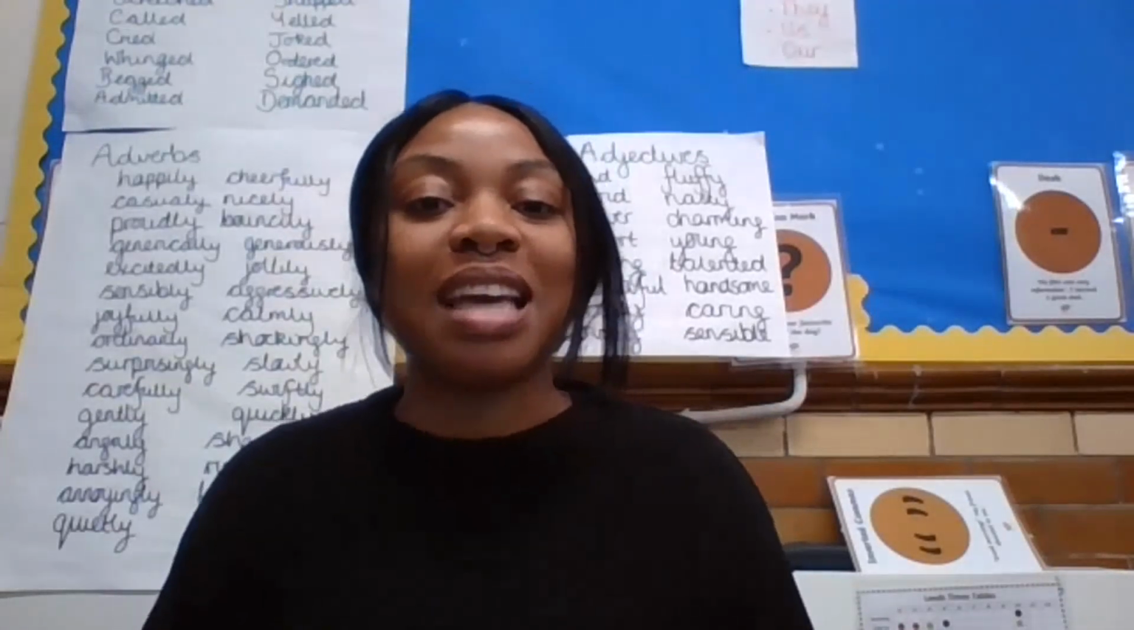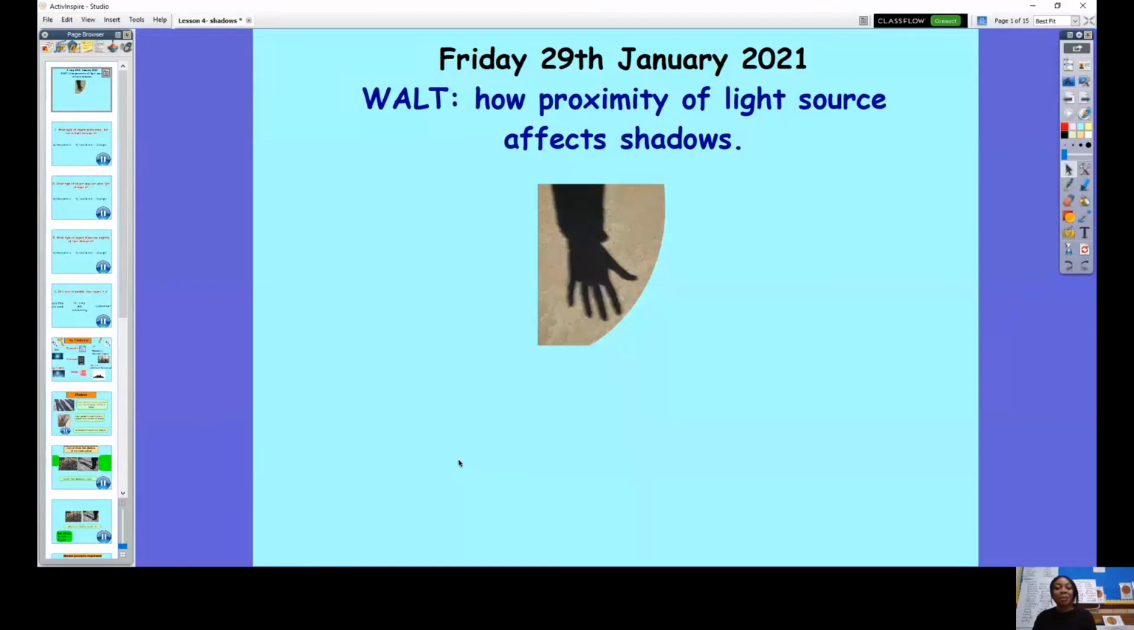Experiment all about shadows. So without further ado, I'm going to share my slides so that you can see exactly what we are doing. Today we are going to be learning about how the proximity of a light source affects shadows. When I'm talking about proximity, which is going to be one of our keywords today, I'm talking about the closeness. So how close a light source is to an object affects its shadow.